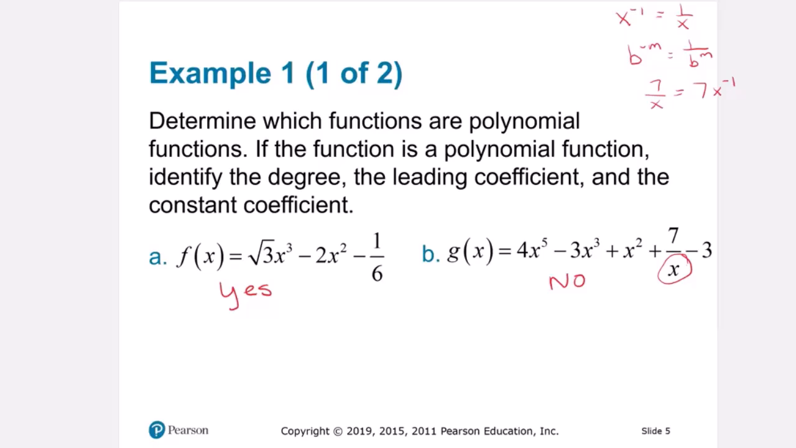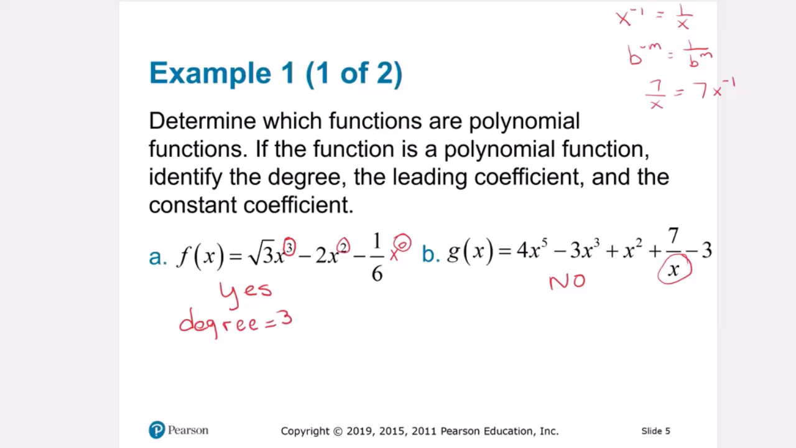If the function is a polynomial, we don't even have to deal with b. We've already finished b. But now for a, it is a polynomial. We want to identify the degree. The best way to rewrite these is always in descending order of exponents, which this already is. And the degree is always the largest value. That's 3. This is 2. And again, this would be 0. But the degree of the entire polynomial is the largest one, which is 3.